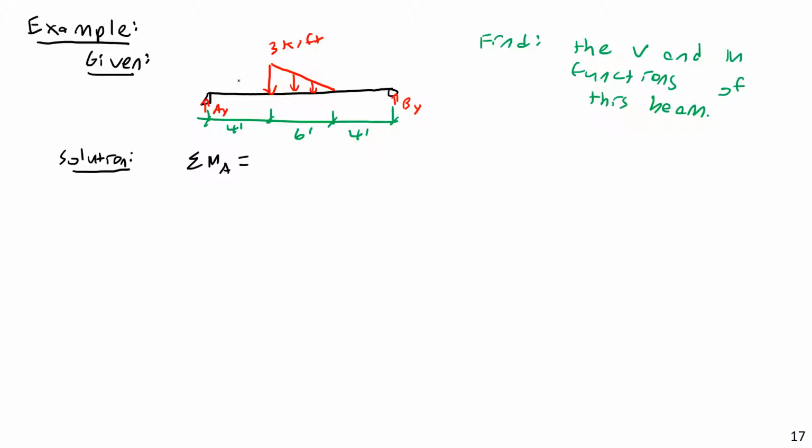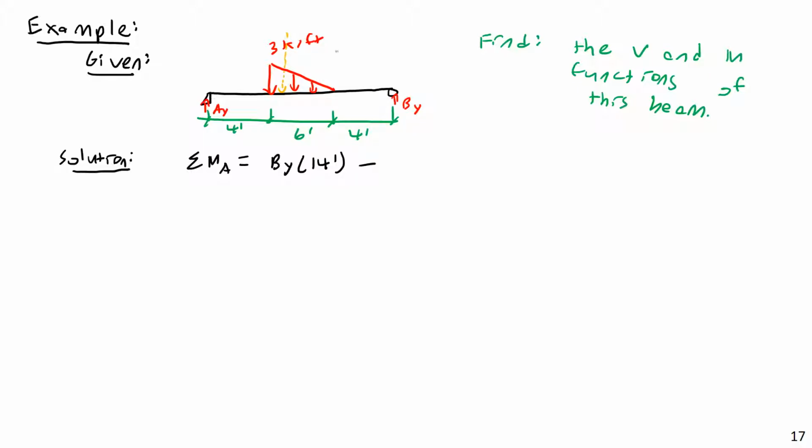Summation of moments about point A. I will have first BY, the positive moment caused by that, BY times the moment arm length of 14 feet, and then minus the equivalent point load of this. It's a triangular load, so it's 1/3 from its edge.